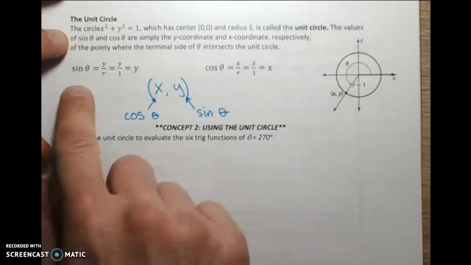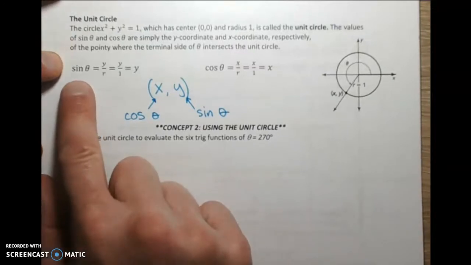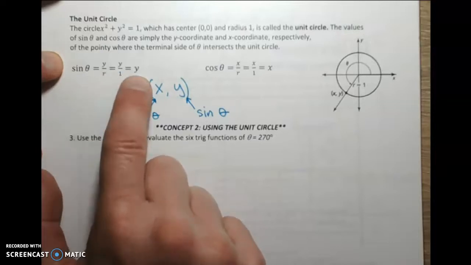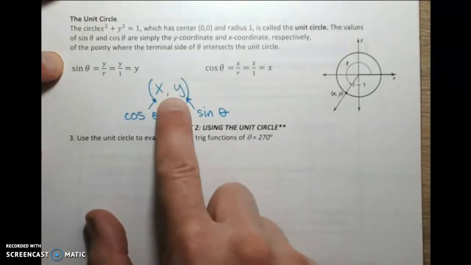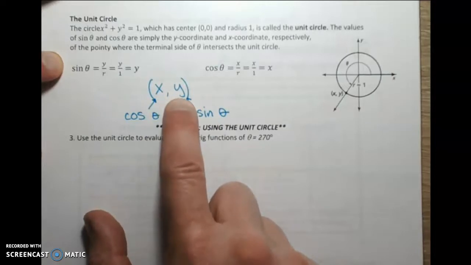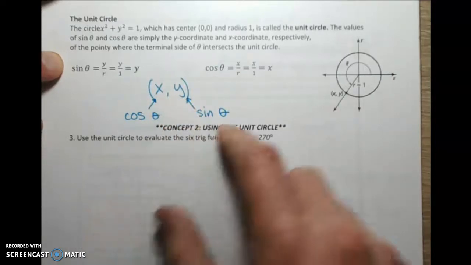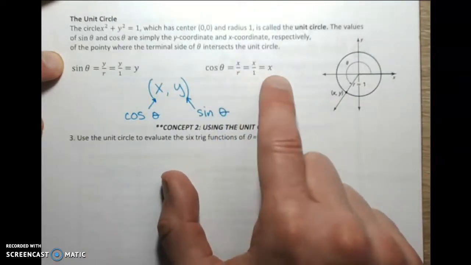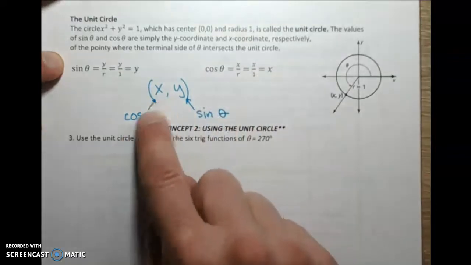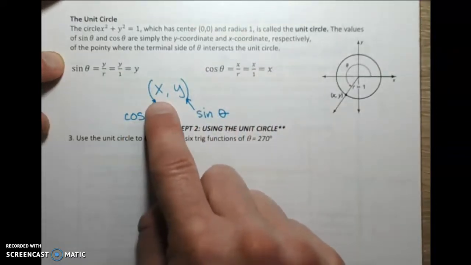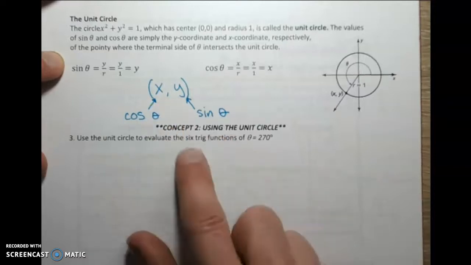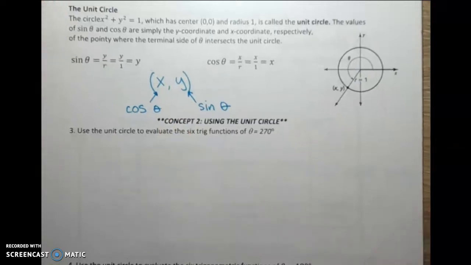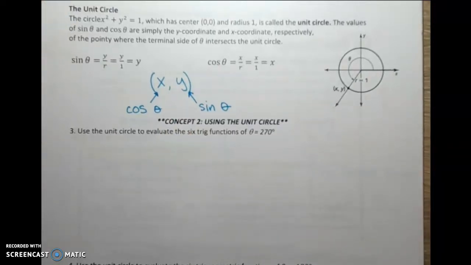So, just what we talked about in concept 1, sine theta equals y over r. Well, if r is 1, it's y over 1, which is y, right? So it's always going to be the y value of the ordered pair. Cosine theta equals x over r, which is x over 1 if the radius is 1, and that is just x. So cosine theta is always going to be the x value of the ordered pair. It's kind of the reverse of what you normally would think, but that is the case. Okay, so using the unit circle.